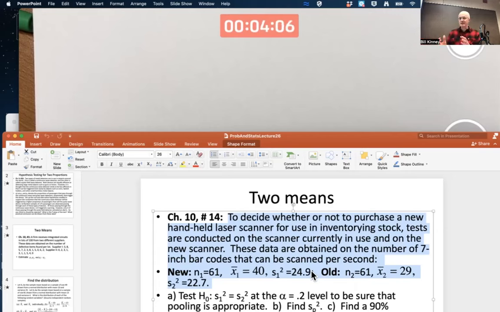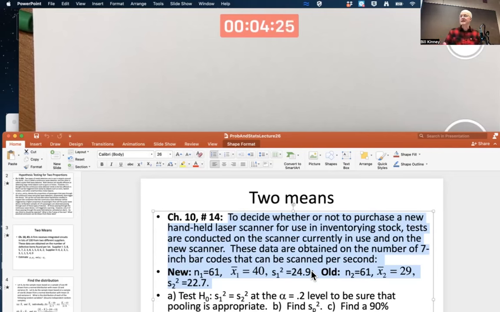Population 1 consists of what happens with the old scanner when you try to figure out how many barcodes it can scan every second. Population 2 is with the new. Actually, I guess I have it the other way around. The new one is the first one and the old one is the second one.